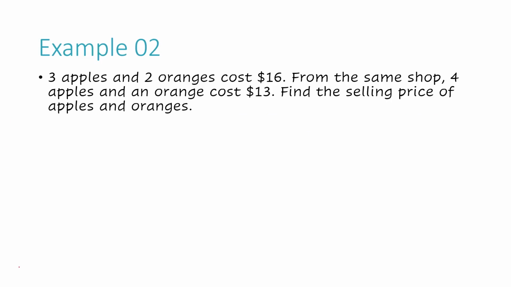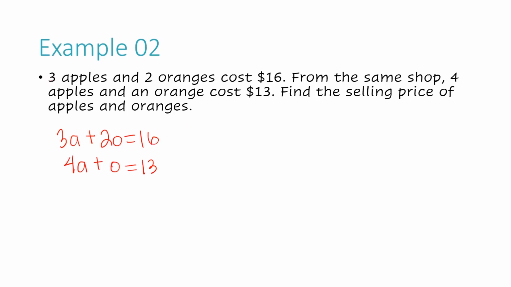Example number 2. 3 apples and 2 oranges cost $16. From the same shop, 4 apples and an orange cost $13. Find the selling price of apples and oranges. Well, first, I'm going to write this scenario, this word problem, as an equation. I'm going to write, well, if I have 3 apples and I add 2 oranges, I'm going to get 16. Then I'm going to write it again, but for the second part. If I have 4 apples plus an orange, that's $13. These are my 2 equations that I created from this.